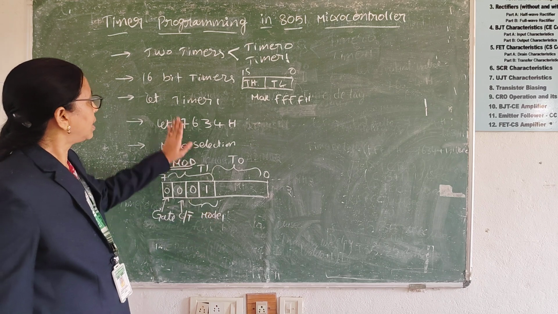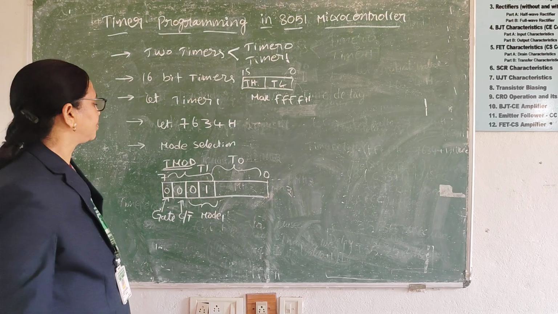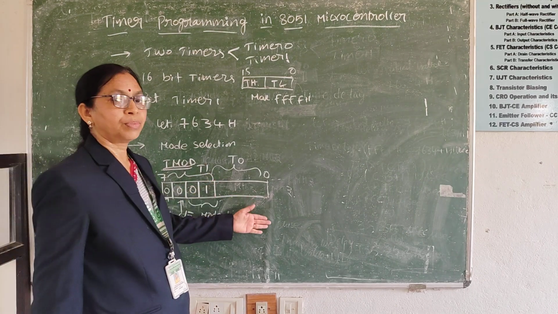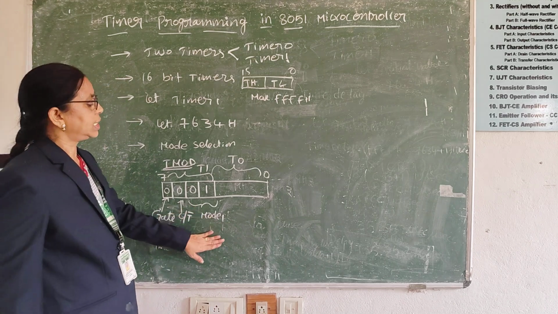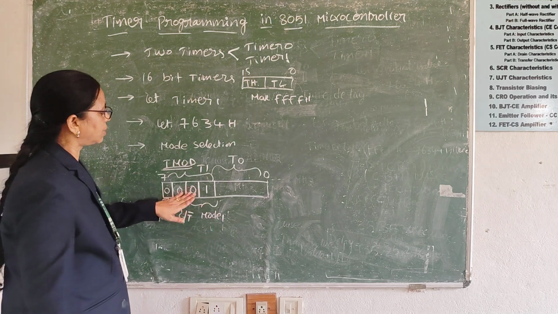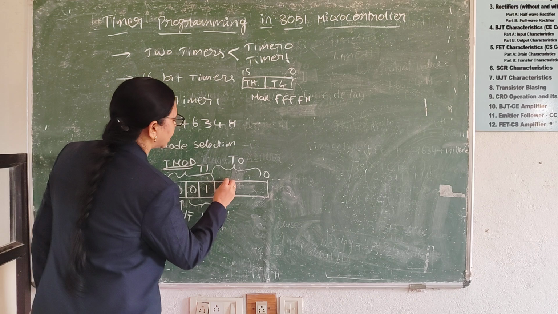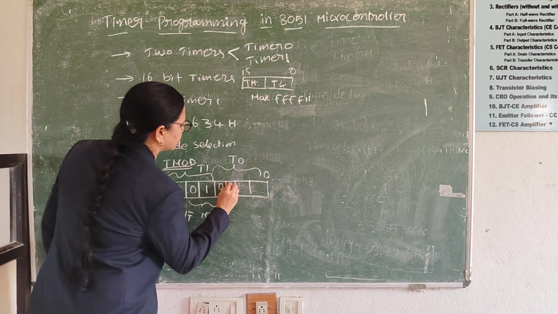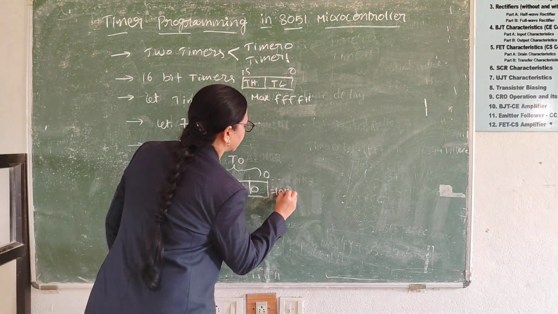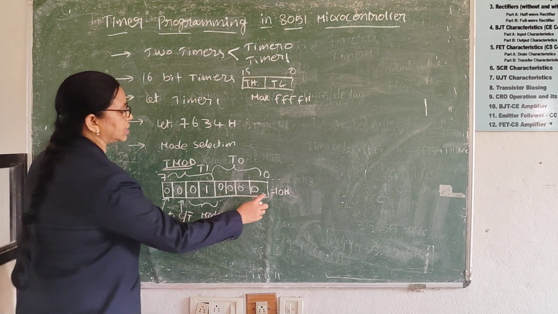In mode 1, the timer registers work as 16-bit timers. In mode 0, they work as 13-bit timers. In mode 2, it is auto-reload mode. In mode 3, it is split mode. I am using mode 1, so I write 01. Here we are not using timer 0, so we write all zeros. Now the value becomes 10H, so we have to program the TMOD register as 10H.